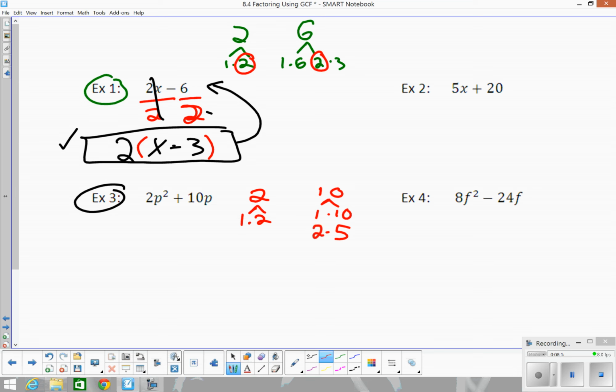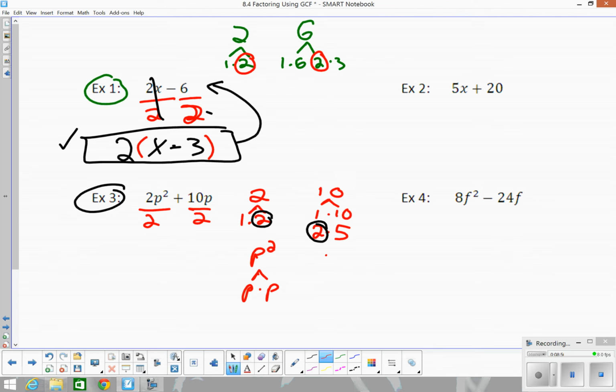So here, my greatest common factor between both of these is 2, and 2. So I know I could go ahead and pull out at least a 2. Now, if I have p squared here and p, how many p's do they have in common? Well, what does p squared actually mean? It means p times p.